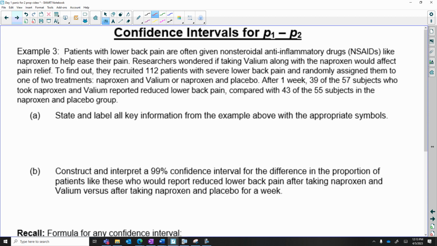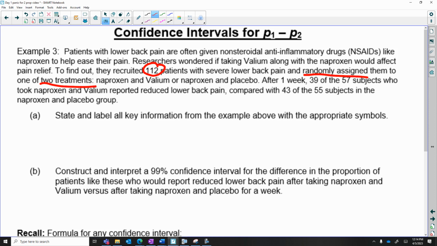So guess what? We can do the same thing that we did in our do now, basically just doing a confidence interval or a hypothesis test for the proportions. So we're going to do that now. Patients with lower back pain are often given non-steroidal anti-inflammatory drugs to help with their pain. Researchers want to know if Valium along with naproxen would affect pain relief. To find out, they recruited 112 patients and randomly assigned them into two groups.